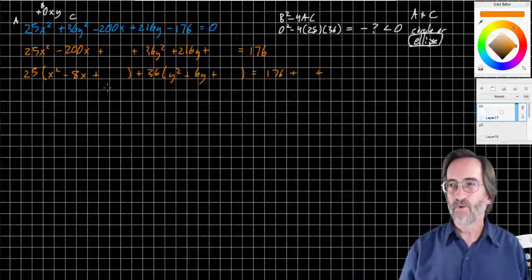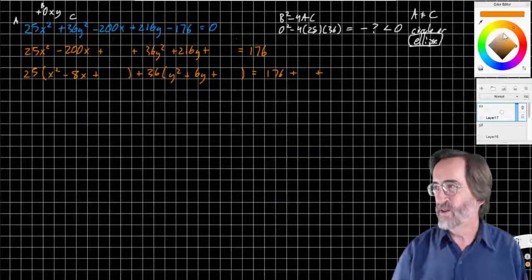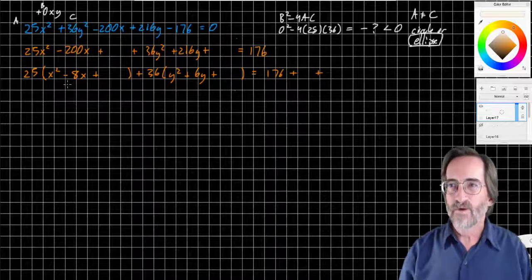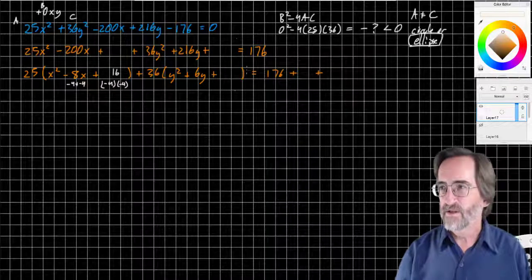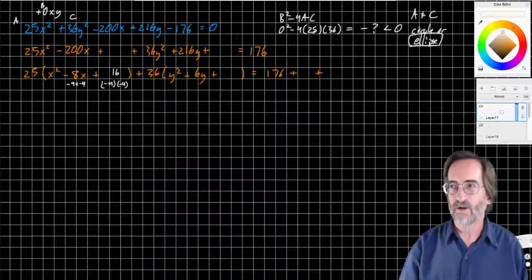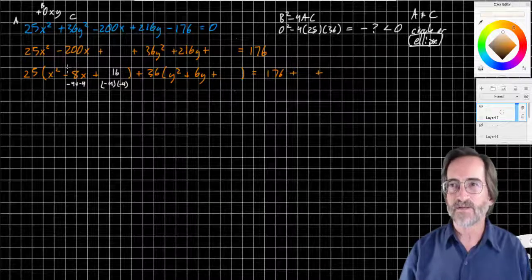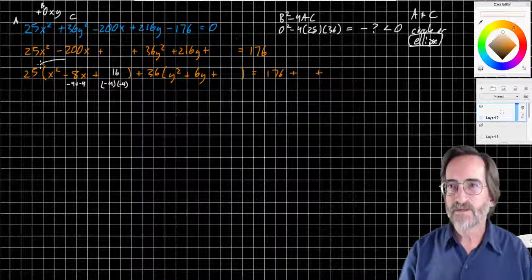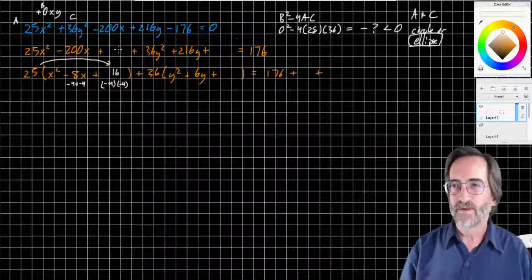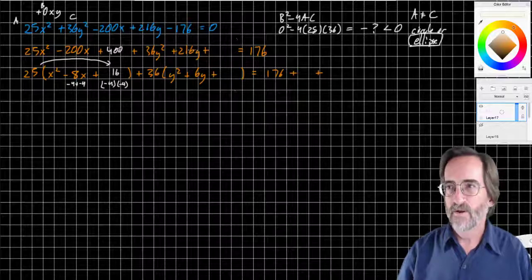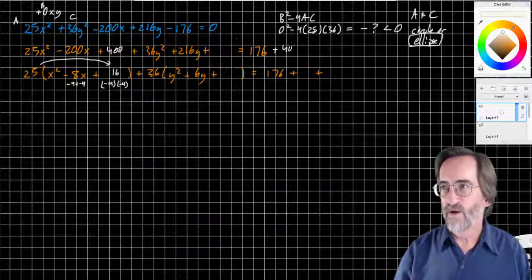Okay, so the question is, what are we going to add? Let's work that out. Well, negative 4 plus negative 4 makes negative 8, so I'm going to do negative 4 times negative 4 to make 16. So I'm going to add 16. Now, careful here. On the right-hand side, I'm not adding 16. I'm actually adding 16 times 25. 16 times 25 is 400. So I'm going to add 400 to both sides.